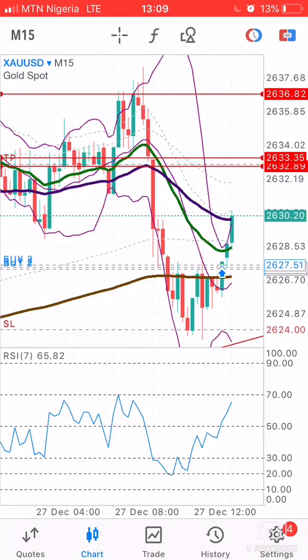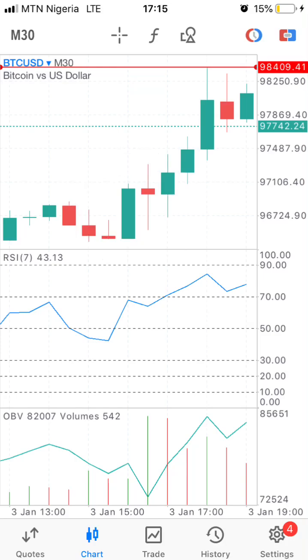Now, let's dive into the engulfing bar strategy using the candlestick trading Bible.